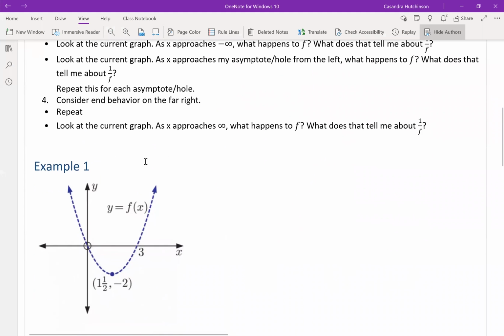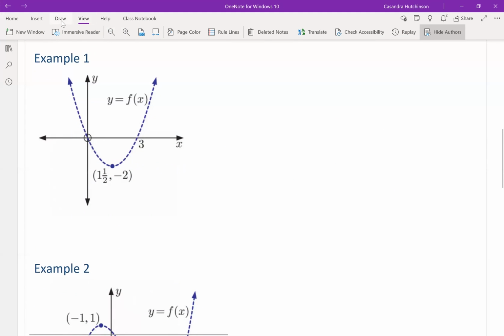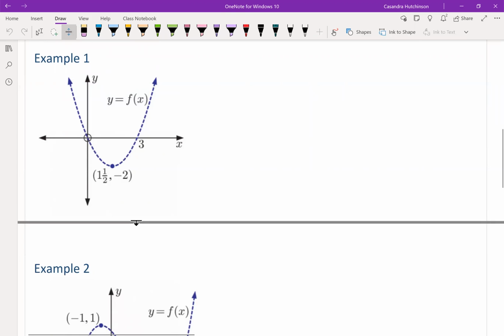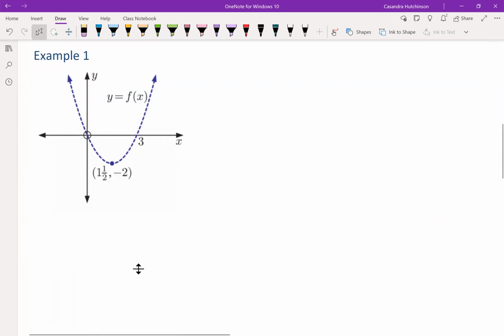So let's try a couple examples. Let's come back here and scroll down. So example number 1, let's give ourselves some space. First, let's make notes of the zeros. I can see that there's a 0 at 0, 0 and at 3, 0. So my reciprocal function is going to have an asymptote here and also here.